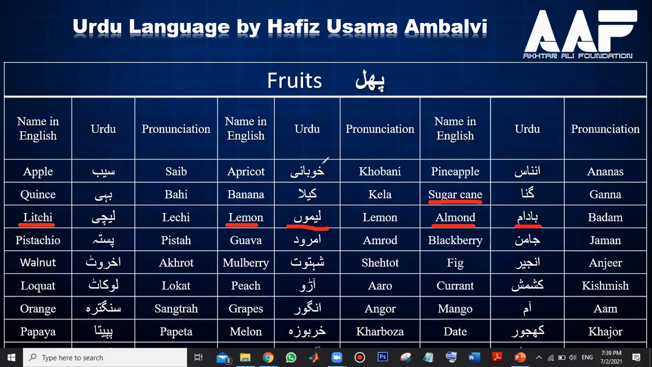Then we have pistachio. It's pista. And for guava, we have amrood.